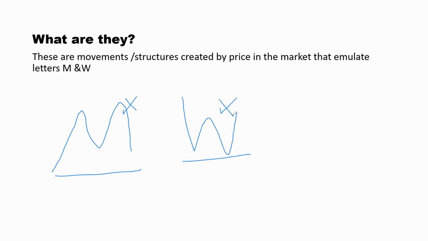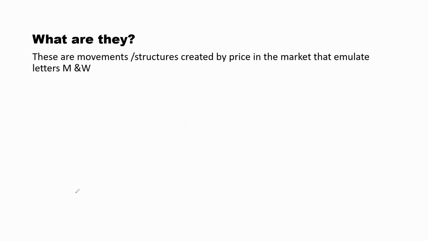But for now, let's first define them. These are movements or structures being created by price in the market to emulate the letters M and W. Emulating means that they look like and are like those letters, but how we treat them on the chart and how price behaves with them is different. And the shape we're considering in the market is not exactly this. We're going to look at what we mean by the M and W in the market. Let me just repeat this. These are structures that price creates when it is moving, emulating the letters M and W on the alphabetical charts. That's why they're named after those letters.